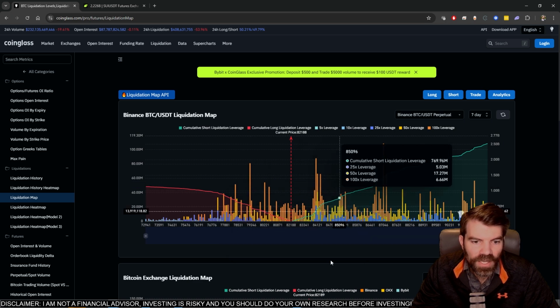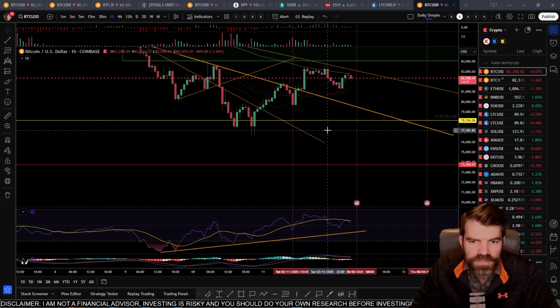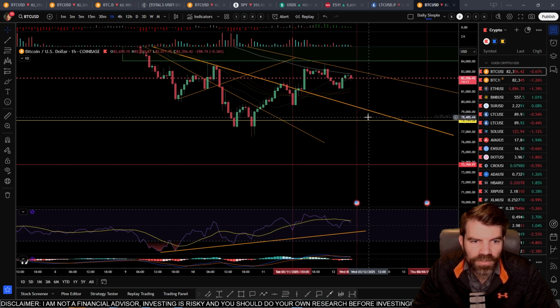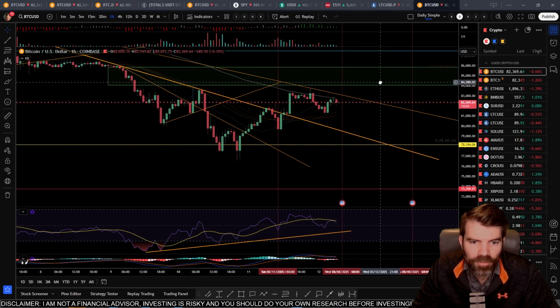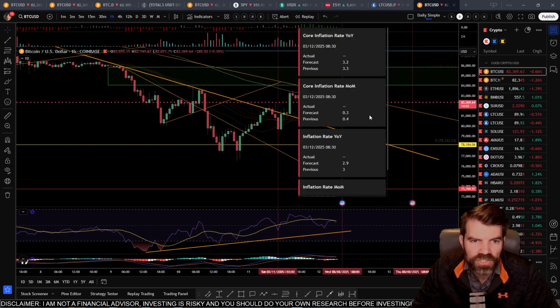78.4 and 79. 78.4 is right here. So even if we came down to here, that is still a higher low, which is what you want to see. So even if we came down, wiped out this liquidation, and then pumped up, I do think we'll have some sort of a reaction towards this.